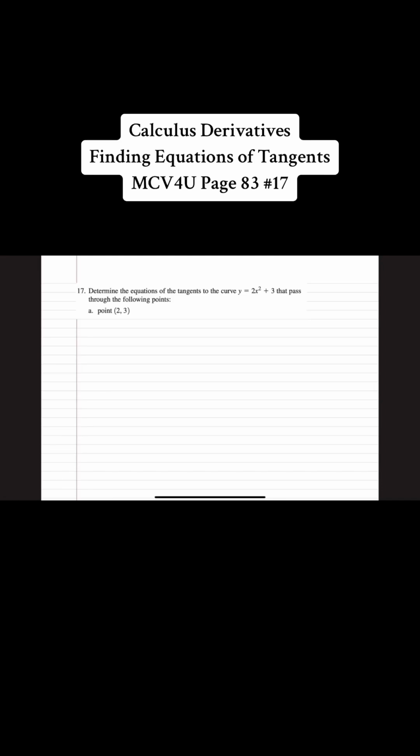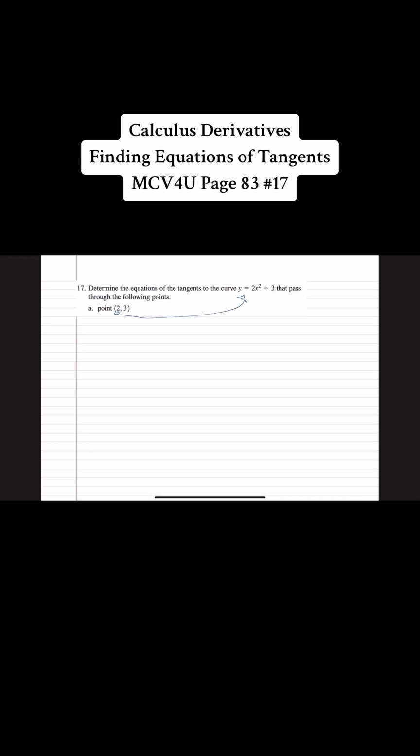Okay, so this is another question from the Calculus and Vectors Nelson textbook. This is page 83, question number 17, where it says to determine the equations of the tangents to the curve y equals 2x squared plus 3 that will pass through the following point, which is (2, 3). In this question, we're going to end up with two different equations of tangents, which are going to touch the curve y equals 2x squared plus 3, and are also going to pass through the point (2, 3).